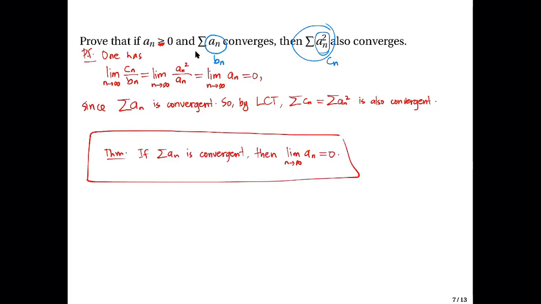Ang assumption, nagko-converge yung series na an. So, yung limit ni an must be equal to 0. Okay?